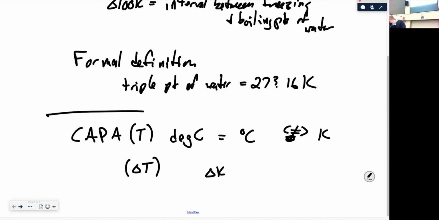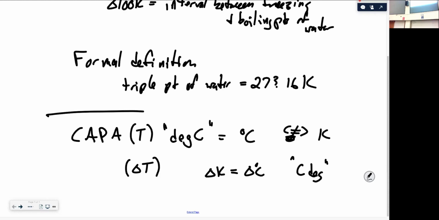A delta K equals a delta C. But there is a different unit for a change in temperature in Celsius as there is for an absolute number in Celsius, because they are fundamentally different things. And so there is another thing called CDEG, which is the Kappa equivalent of Celsius for a change in temperature.